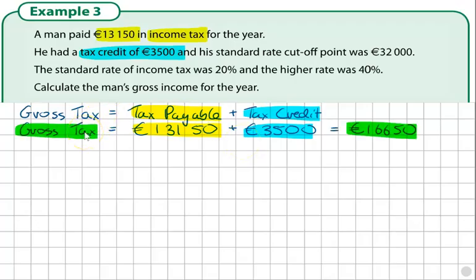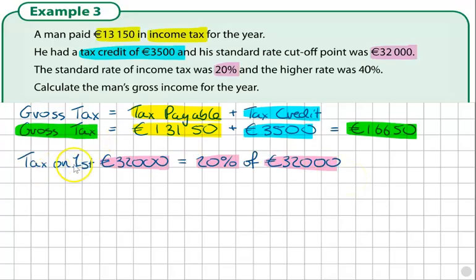Gross tax, therefore, is equal to €16,650, because when we add them, we get €16,650. So that's our gross tax. Tax on the first 32,000 is equal to 20% of 32,000, and that gives us 6,400. So 20% multiplied by 32,000 is 6,400.